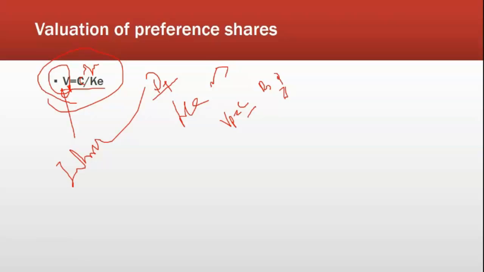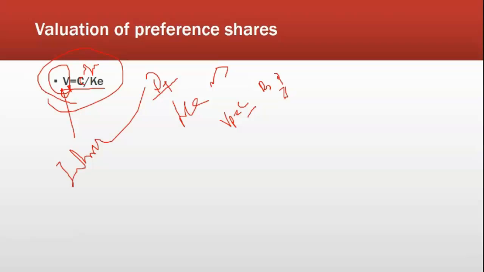Somewhat the preference share has been issued. There are different types of preference share capital. Either it may be participating or non-participating, redeemable or irredeemable. Participating preference shareholders, apart from receiving the fixed dividend, can also participate in the residual profit.